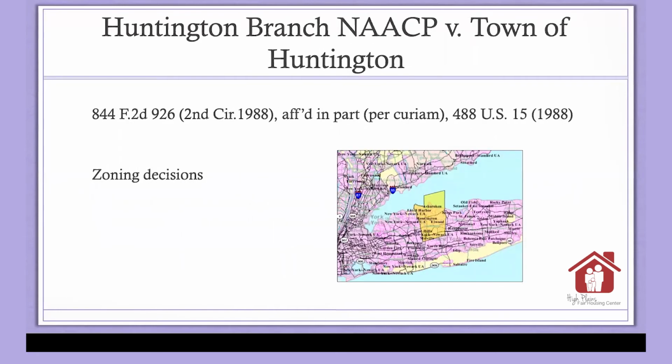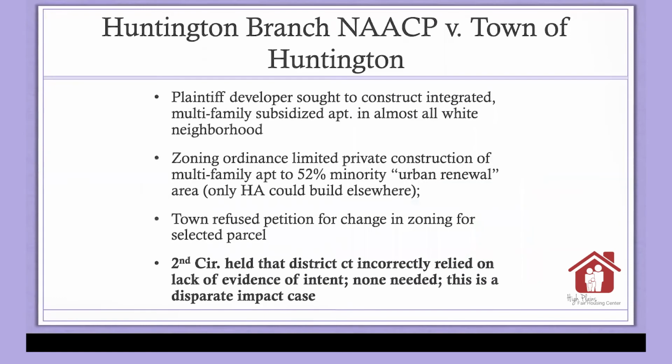So I wanted to talk briefly about this Huntington Branch NAACP versus Town of Huntington case, because this shows how zoning decisions can also run afoul of the Fair Housing Act and result in claim and litigation. In this case, a plaintiff developer sought to construct an integrated multifamily subsidized apartment in what was an almost all-white neighborhood. So the plaintiff was the developer, the constructor or housing developer.